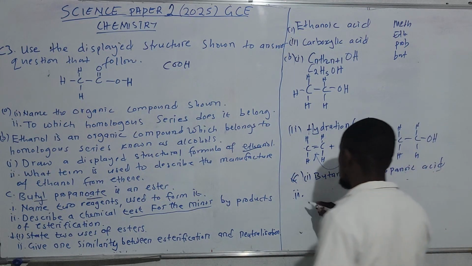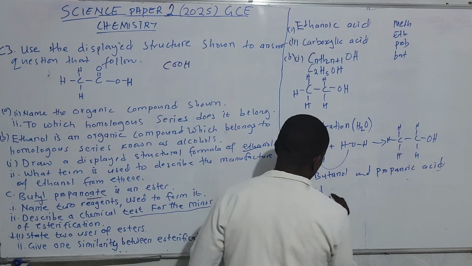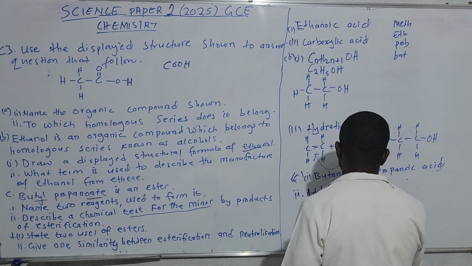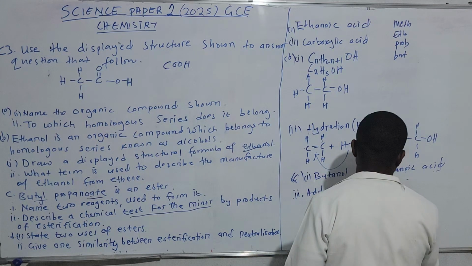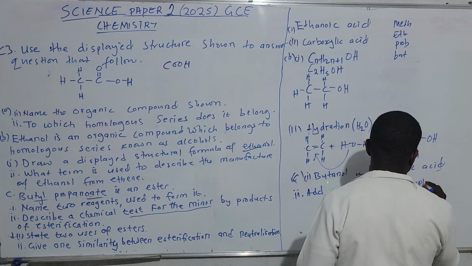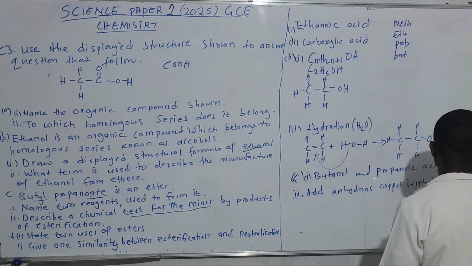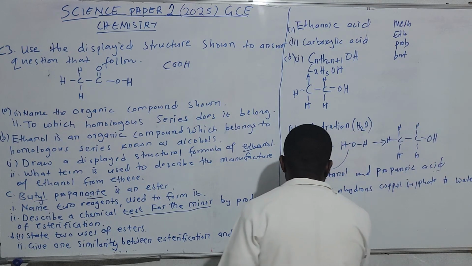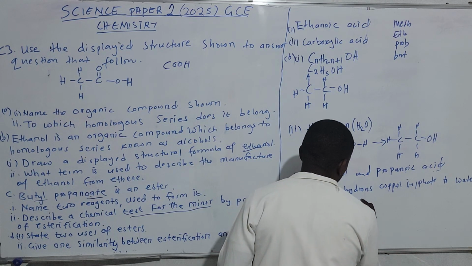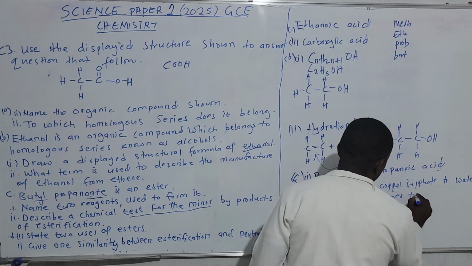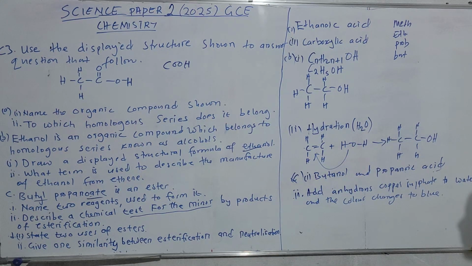So how do you test for water? You are going to add anhydrous copper sulfate to water, and the color changes to blue. This is the chemical test for the minor product, which is water. What you need to do is add anhydrous copper sulfate to the minor product, which is water. Then the color will change to blue.